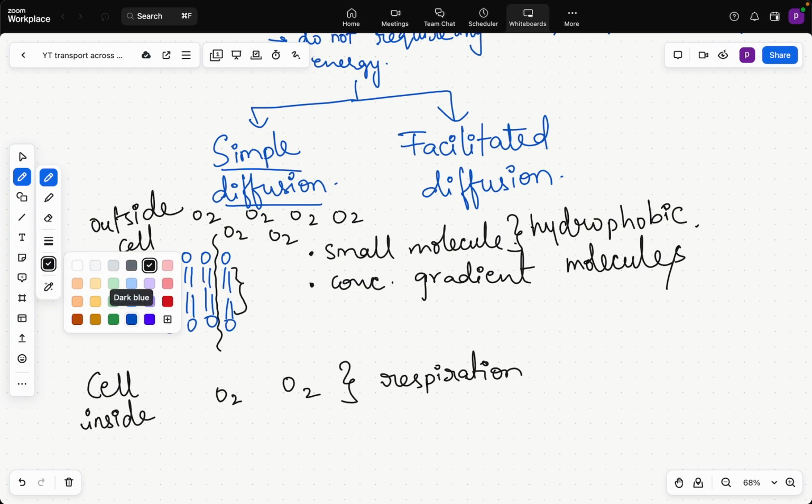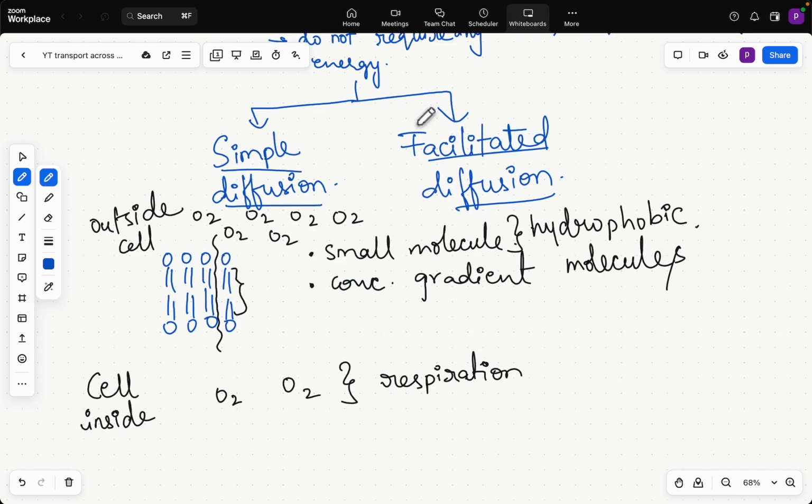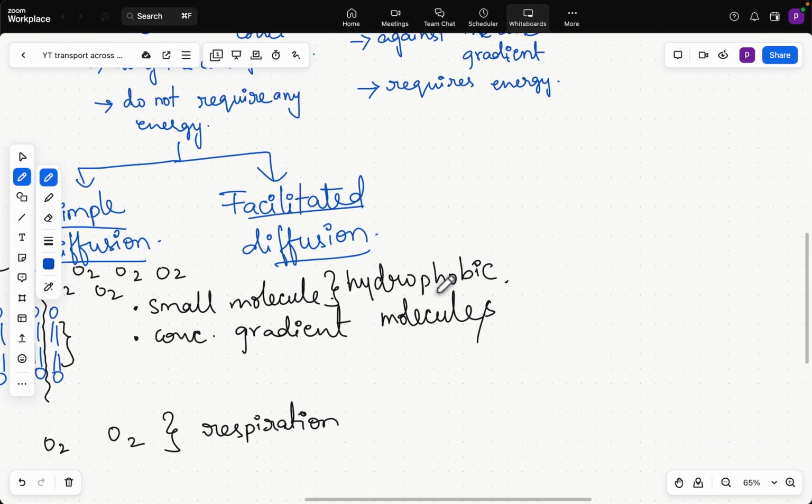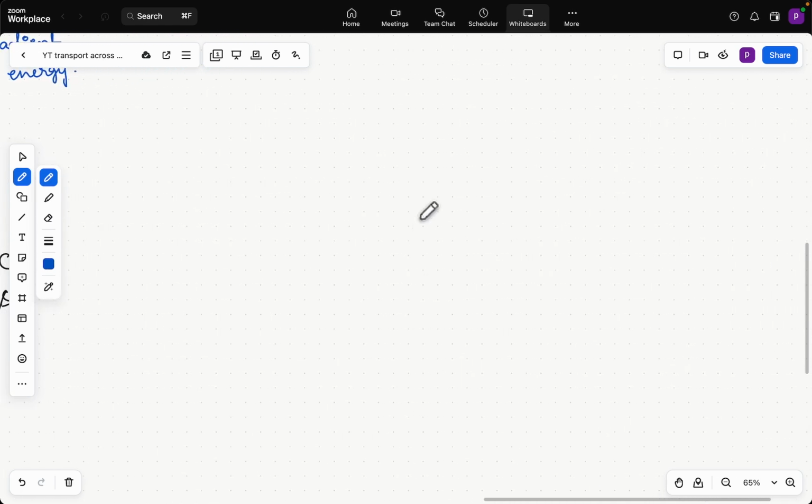Now, what do you mean by facilitated diffusion then? Because you know both of them are a part of passive transport. That means both of them occur from high concentration to low concentration, and there is no requirement of any energy. Let us see what facilitated diffusion is. In facilitated diffusion, the diffusion is actually facilitated.